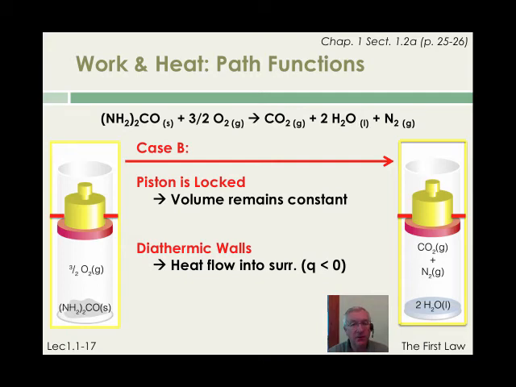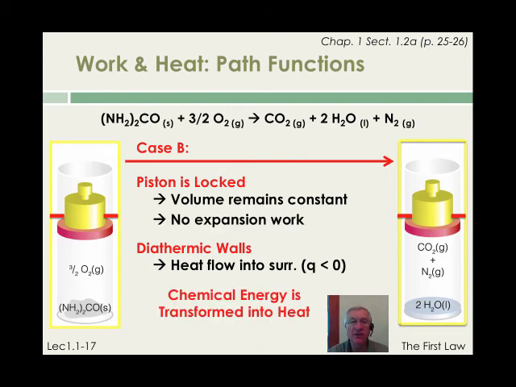Remember that as a first approximation, we can write pressure equals number of moles of gas times R times the absolute temperature divided by the volume. In this case, there is no change in volume, so there is no work of expansion, and all the chemical energy is transformed into heat. We can conclude, therefore, that when the reaction is carried out following scenario B, it generates more heat than when it is carried out following scenario A.